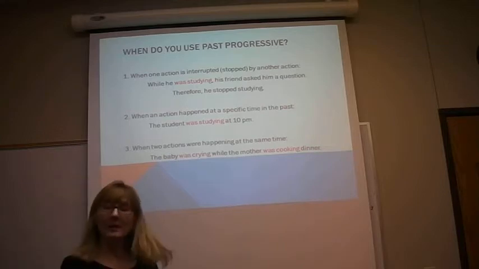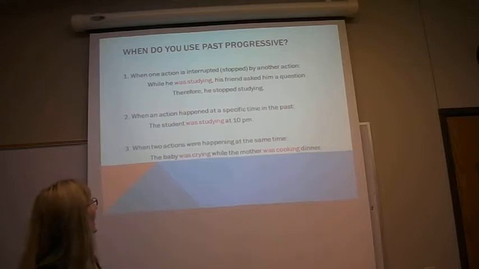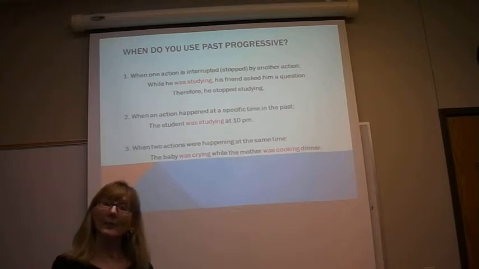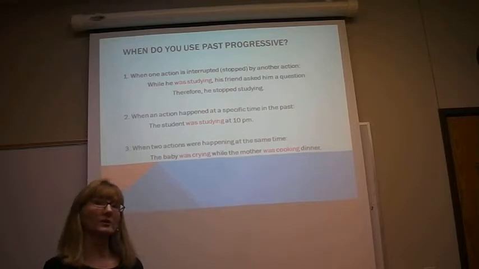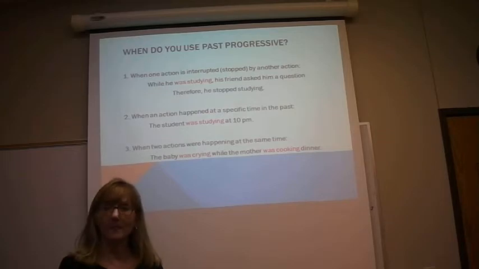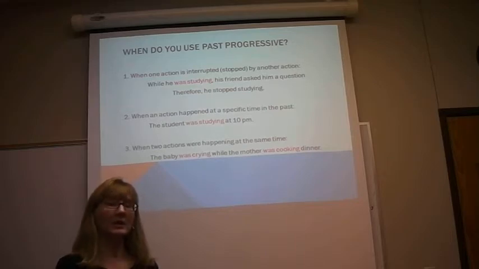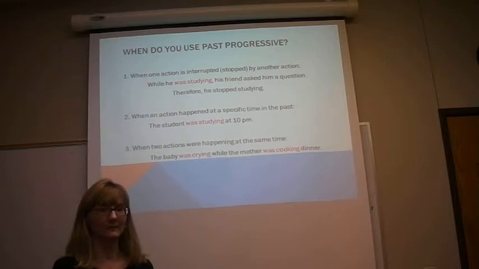In the second sentence, we have an action that happened at a specific time in the past. For example, the student was studying at 10 p.m. Since we're talking about 10 p.m. yesterday, and we know the time that it happened, we can use past progressive.